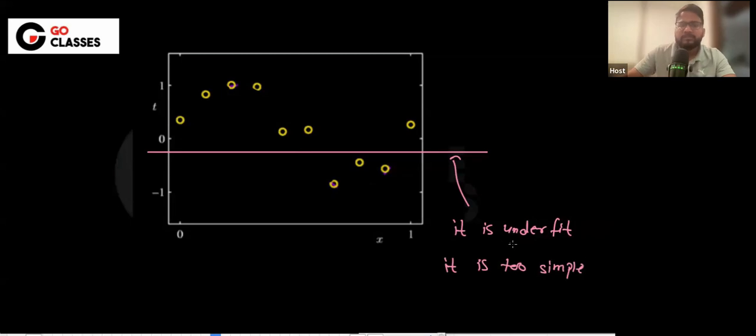Then what does this mean? Too simple means that it is not even able to perform good on the trained data. Not good even for trained data.